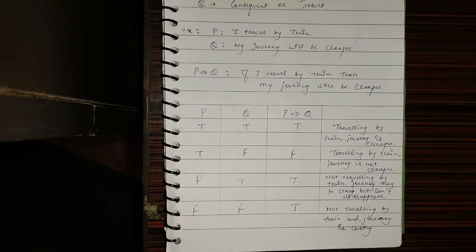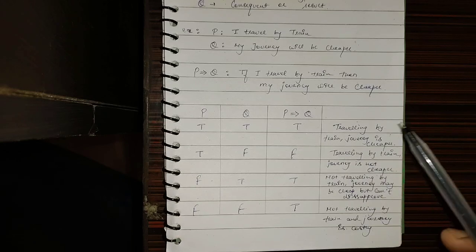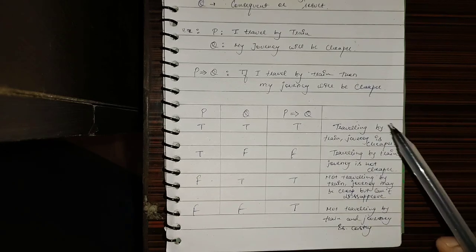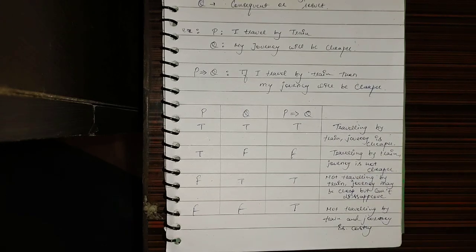But when we are saying that P is true and Q is false, then going by train is in fact not cheaper, it is costlier. Hence, the conditional statement that we have written is false. Why? Because the conclusion that we were expecting at first has come out to be false. Hence, the conditional statement is false as well.